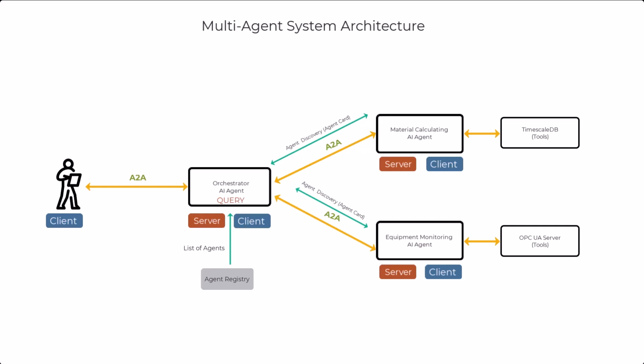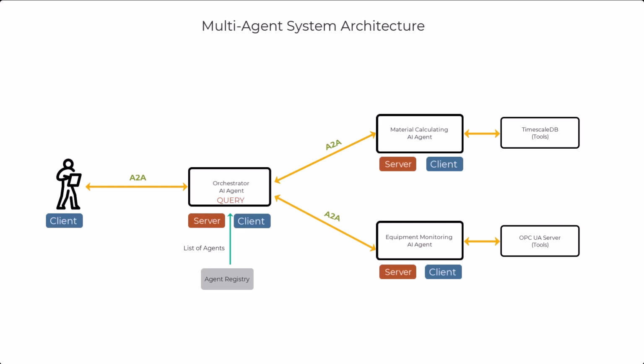So it knows the equipment monitoring agent can provide material availability and machine status information. It knows the material calculating agent can provide production requirements. The orchestrator delegates tasks based on what's needed. It might ask the material calculating agent what materials are needed for 50 batches of product B. Simultaneously, it asks the equipment monitoring agent what the current tank levels and machine states are.